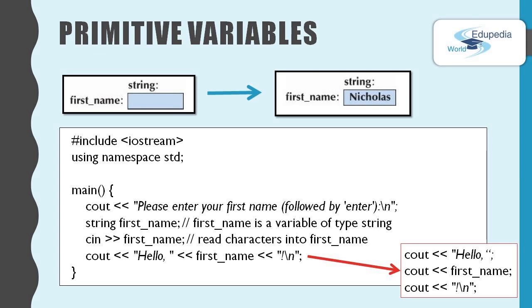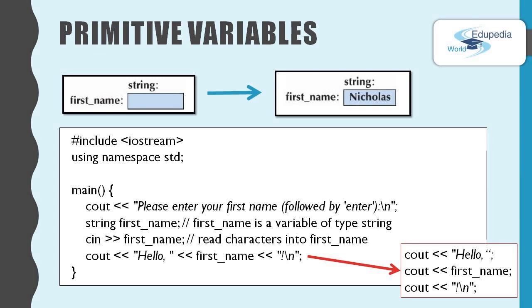Now the second line defines a variable of type string called first name. This sets aside an area of memory for holding a string of characters. Now the third line, cin, refers to the standard input stream defined in the standard library. It reads characters from the input, the keyboard, into the variable.